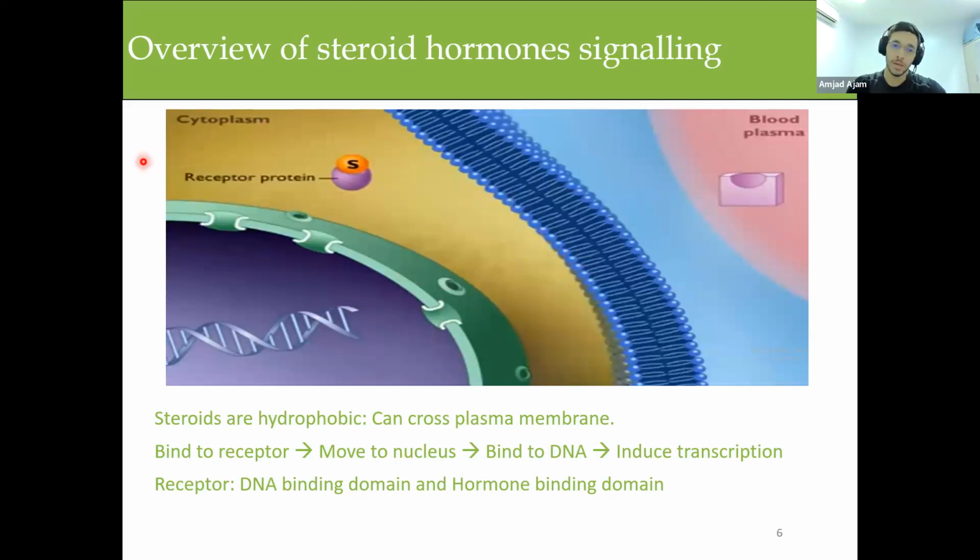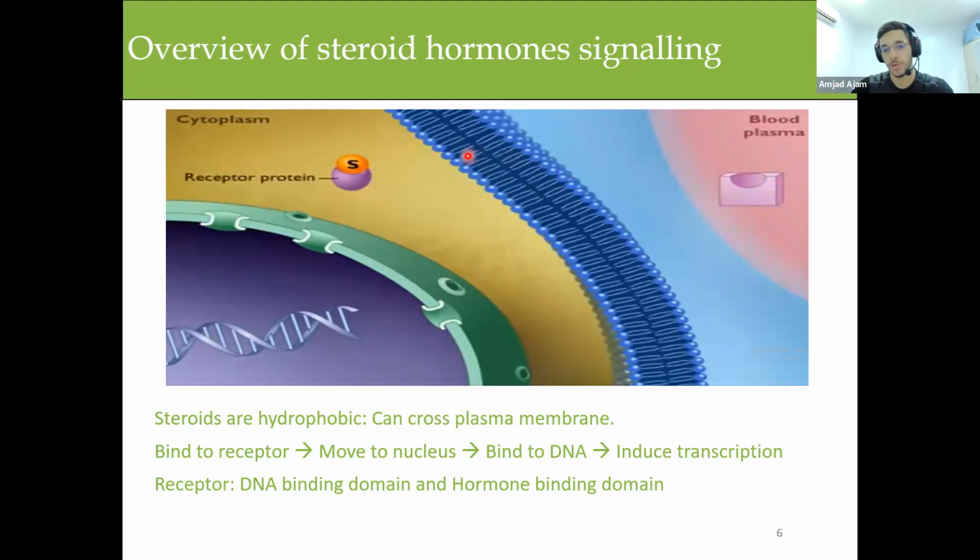Before I start the main topic of this lecture, I want to give you an overview of what I'm going to discuss today, so you know what I'm talking about. In this lecture, we are going to discuss the steroid hormone signaling. So let's say we have a steroid hormone in the blood plasma. Always they are bound to a protein carrier in the blood.